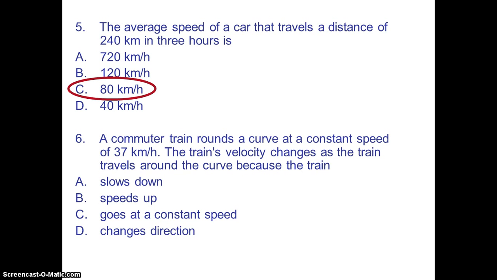Number 6. A commuter train rounds a curve at a constant speed of 37 kilometers per hour. The train's velocity changes as the train travels around the curve because the train A, slows down, B, speeds up, C, goes at a constant speed, or D, changes direction. Correct answer is D, changes direction. Alright, we're finished with motion 4 squares.